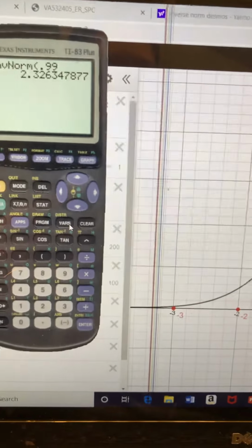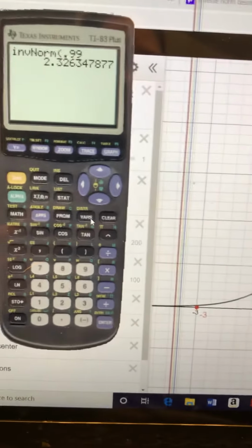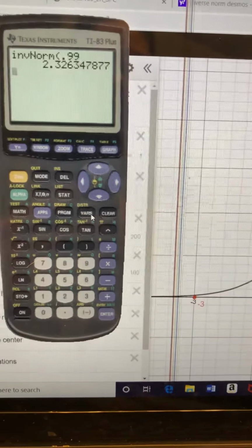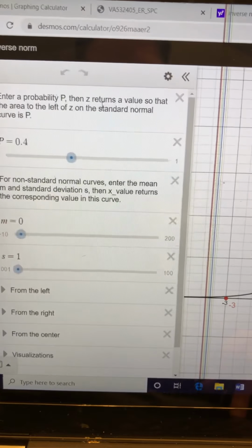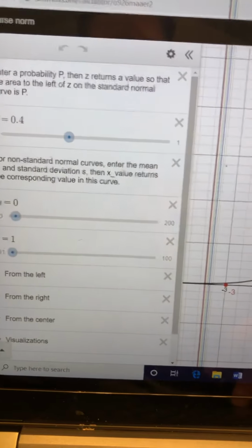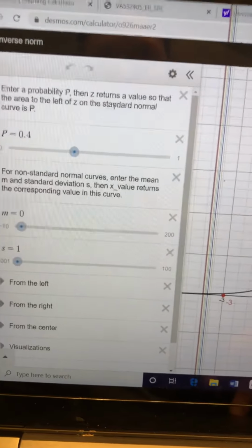So if I'm given the area to the right, I can subtract it from 1 to get the area to the left, and I can do that in my inverse norm. On Desmos, this tells you to enter probability P, and then Z returns a value so that the area to the left of Z is P.